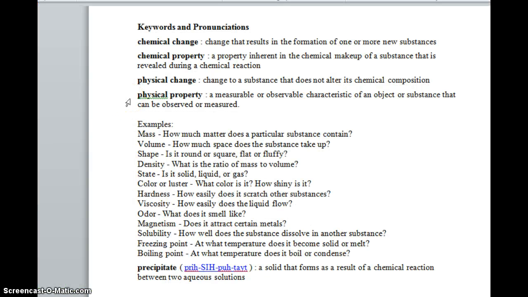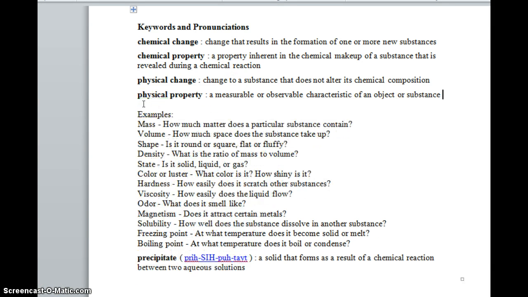So in our notes, I wrote physical property: a measurable or observable characteristic of an object or substance that can be observed or measured. So I have that in there twice. I'm going to clean that up real quick. All right, a measurable or observable characteristic of an object or substance. And then I just copy pasted all the examples. Sometimes it's good just to run through them. And also I kept these definitions on here. Feel free to keep them on. Feel free to just write the ones that you don't usually think about. Remember, your notes are for you to do well on quizzes and tests.